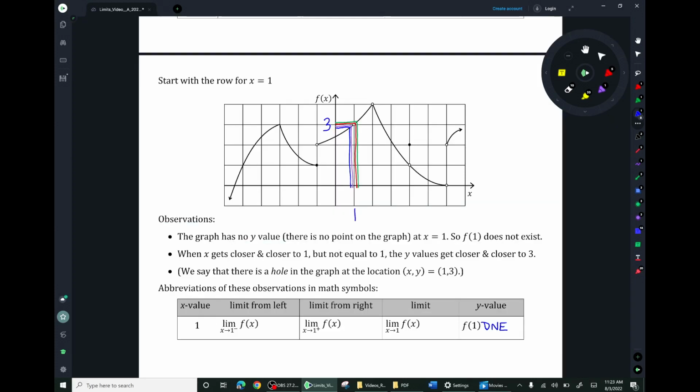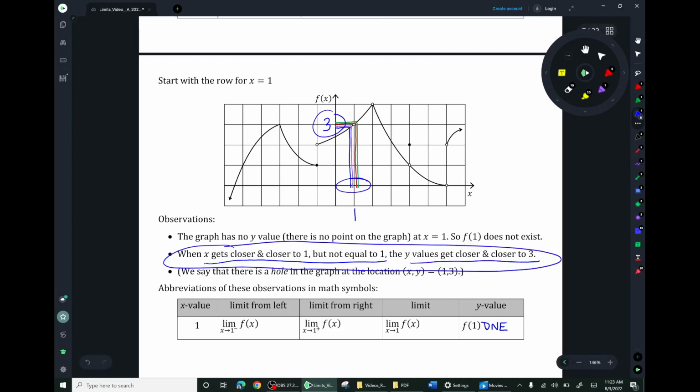So in words, here are observations about what happens when x gets closer and closer to 1, but not equal to 1. When x gets closer and closer to 1, but not equal to 1, the y values get closer and closer to 3. Well, realize that this sentence is abbreviated by the following limit symbol. So this symbol, spoken the limit as x approaches 1 of f of x is 3, is an abbreviation for this word description of the graph behavior.